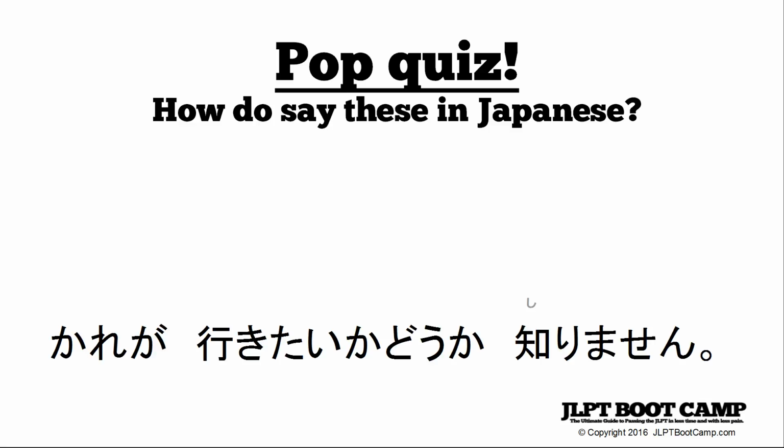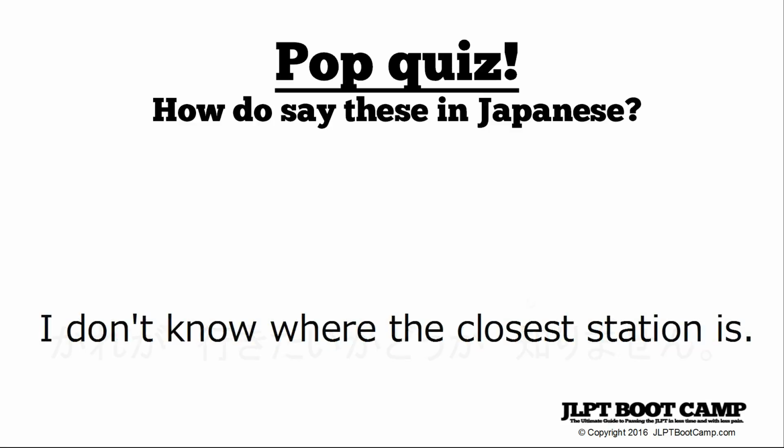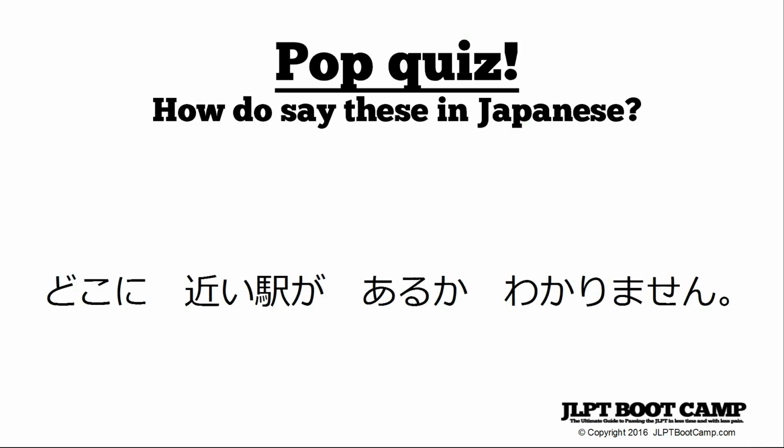And the last pop quiz here. I don't know where the closest station is. I don't know where the closest station is. In Japanese, that would be doko ni chikai eki ga aru ka wakarimasen. So doko ni is where, and ni is at, marking a location.